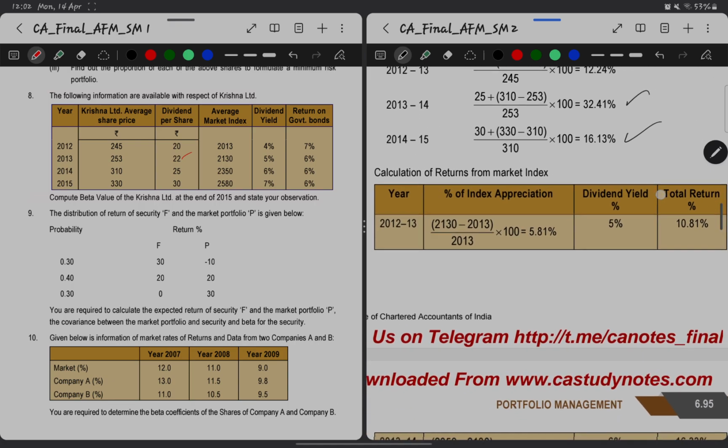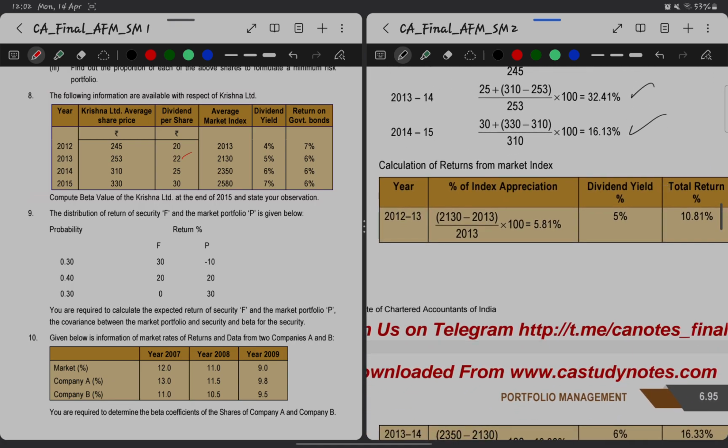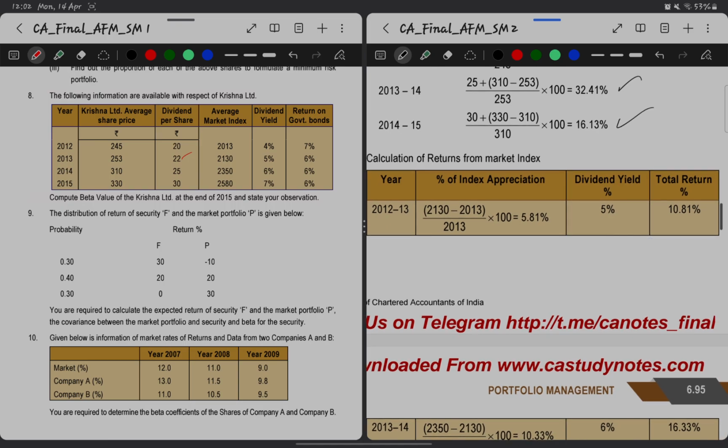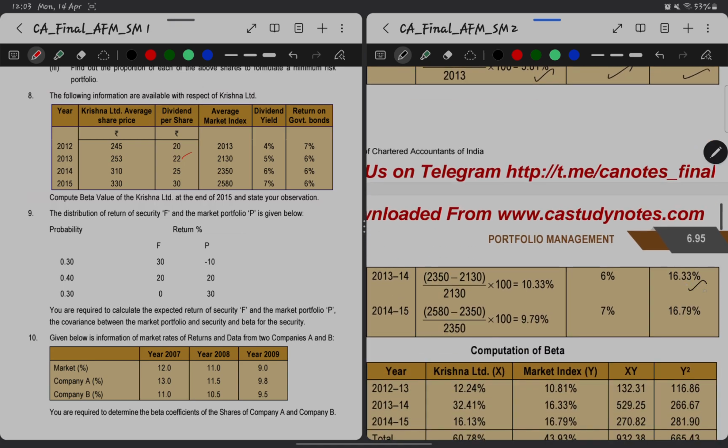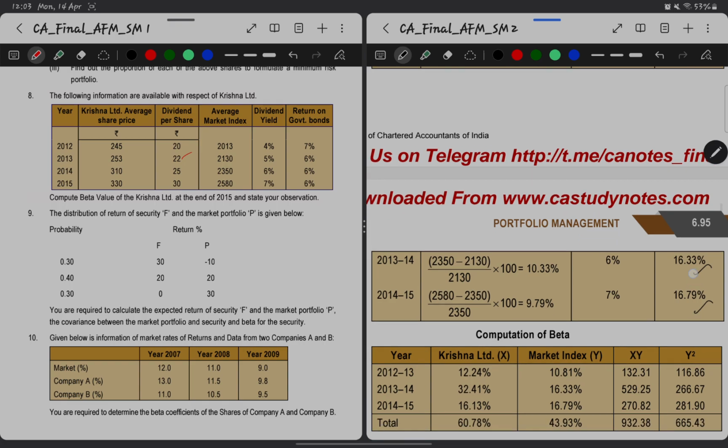Now we need the returns from the market index also. So the same case goes here. 2130 minus 2013 divided by 2013 will give us the index appreciation, multiplied by 100 will give us the percentage. Then the dividend yield percentage is 5%. So totaling 10.81 will be the return for 12-13. Same case for 13-14 and 14-15.